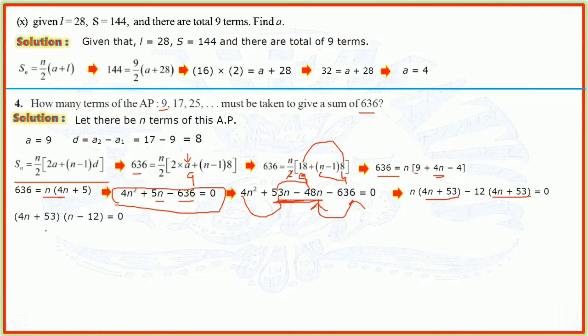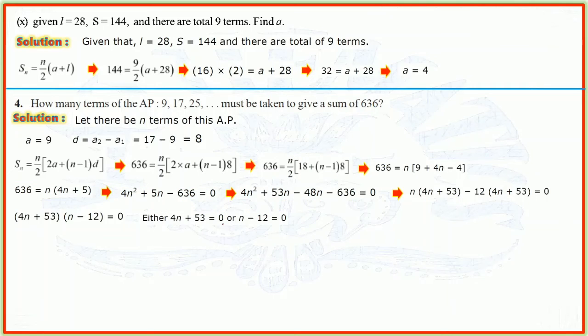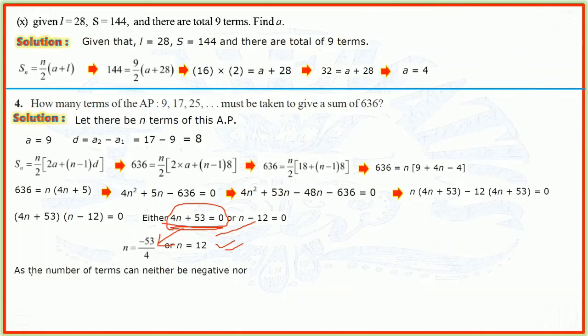So we take 4n plus 53 common, and we have n minus 12 equal to 0. Like the previous question, again we have two conditions: either 4n plus 53 is equal to 0 or n minus 12 is equal to 0. You should immediately get the idea that one is going to be negative, so be ready for the correct option. So n is equal to minus 53 by 4 from here, and n is equal to 12 from here. Again the same option: the number of terms can never be negative or fractional, therefore n is equal to 12 only.